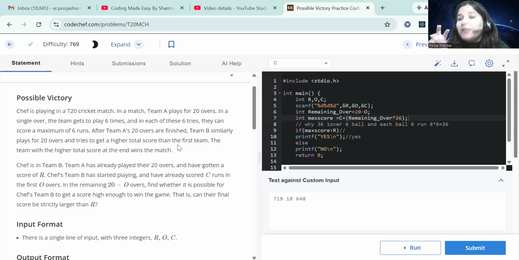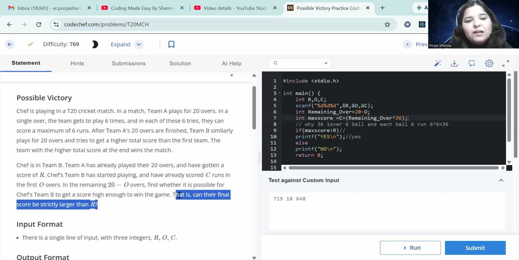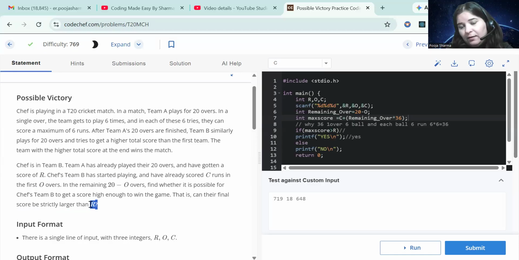If both scores are equal, make sure you do not print yes. The final score must be strictly larger than R. So only if the runs scored by Team B are larger than Team A's, only then print yes. If it's equal, you cannot print that; you have to print no. Only if the final score is strictly larger than R can you print yes, otherwise you have to print no, even if it's equal.